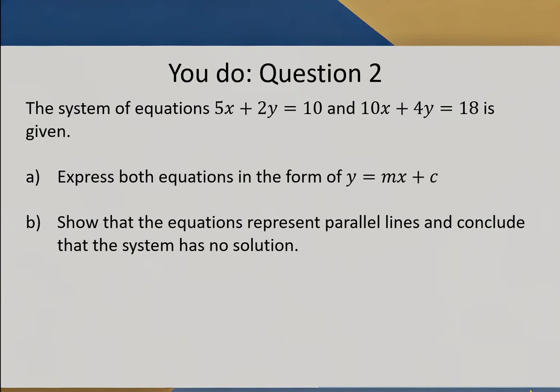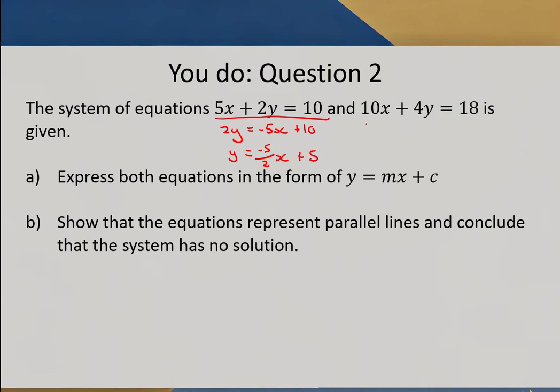Okay, next question. The system of equations 5x plus 2y equals 10 and 4x plus 4y equals 18 is given. Express both equations in the form of y equals mx plus c. So the first thing I'm going to be doing here is I'll look at this first one. I'm going to get x to the other side, so that will turn into 2y is equal to negative 5x plus 10, and then I will divide everything by 2. So y equals negative 5 over 2x plus 10 over 2, which is 5.